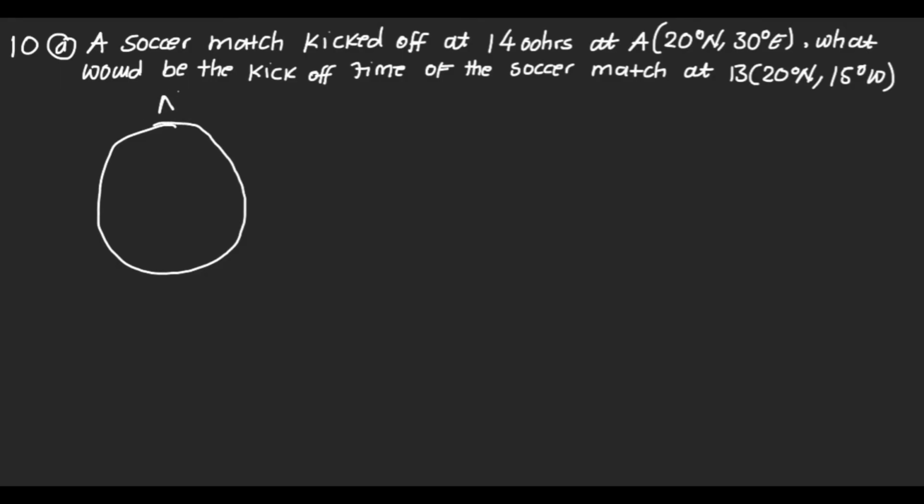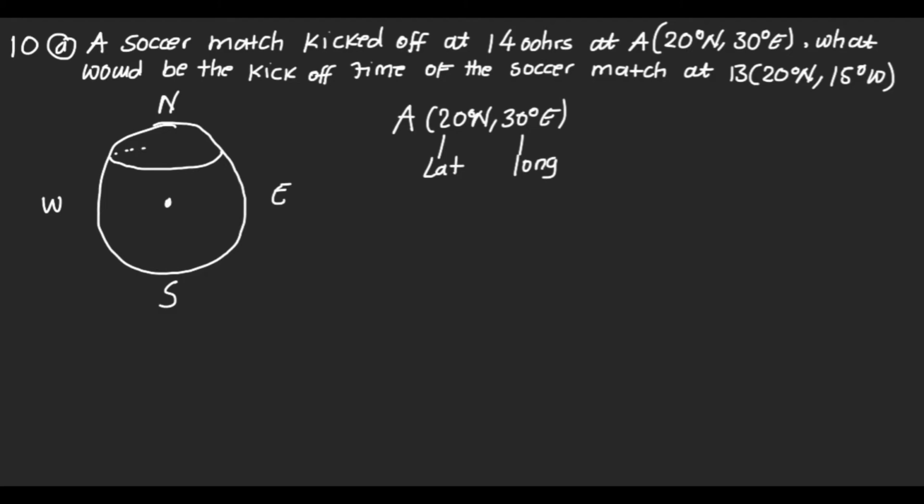Under the Earth, we know we have the north here, south, west, and east here. Then we have the point, the origin. Now let us show the position for A. For A, we have 20 degrees north, 30 degrees east. The first number indicates the latitude, while the other one indicates the longitude. So the point A is located on latitude 20 degrees north. This latitude will be located above the equator, so somewhere here. Then we also have 30 degrees east. This longitude will be located east of the prime meridian, so it will be somewhere here.